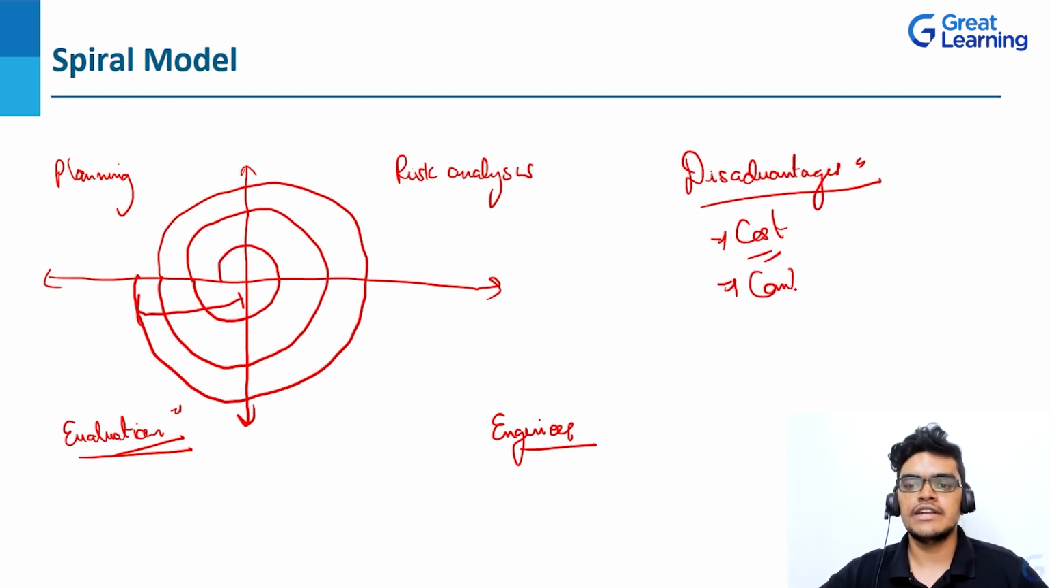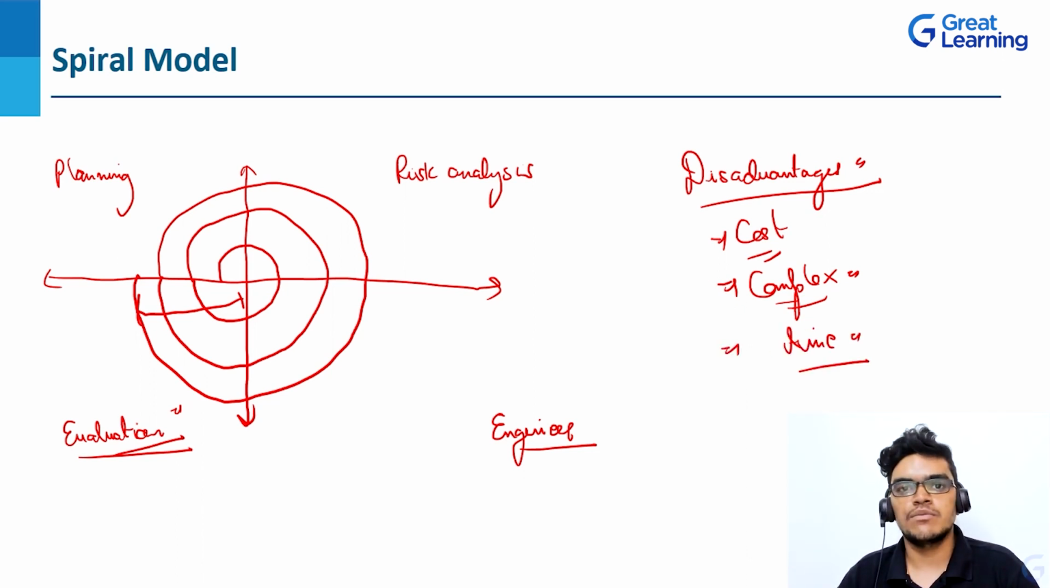The next point is that it is complex. The spiral model is much more complex than the waterfall model because here we are dealing with a large project. Let's suppose we go with the first iteration and if there is any modification, then we'll go once again for the next iteration. So it will be more complex here. Also, we don't know the time estimation because if there are any changes or modifications in between, the time taken will be more here. So this is the basic idea about the spiral model.